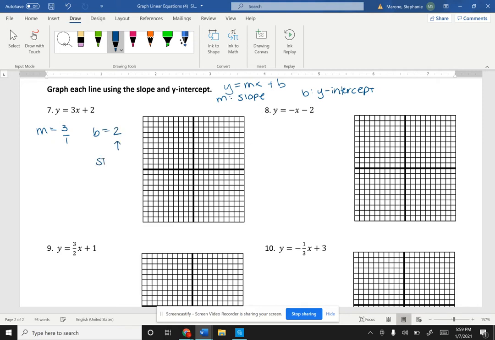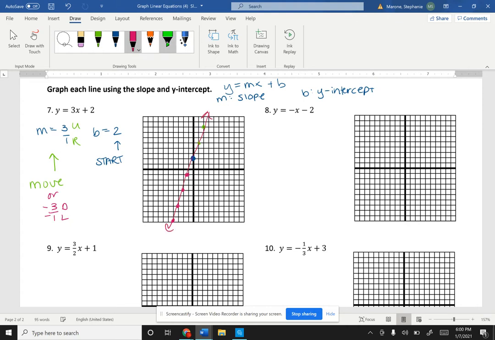This is where I start. I start at the y-intercept of 2, and then I move with the slope. So I begin with the b, I move with the slope. So we can go up 3 and to the right 1. Since I can't go up 3 and to the right 1 forever, I can go down 3 and to the left 1. Oops, not that one. And then we have our line.